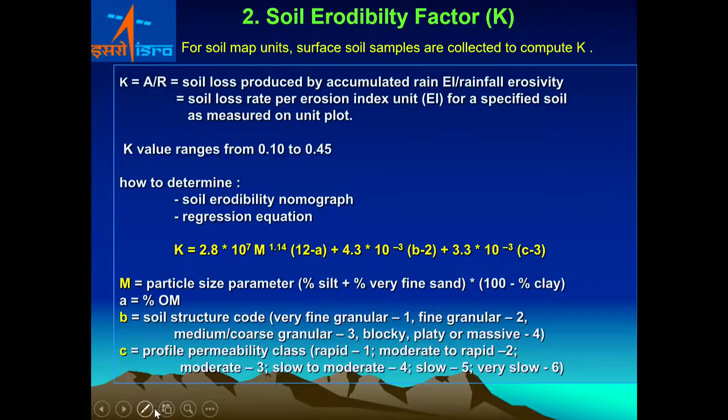Then C is the profile permeability class, meaning whether a soil is permeable enough for rainfall water to infiltrate. If its permeability is very fast, rapid, then give 1. Otherwise, if the soil is very hard and clayey, water is not able to move inside, then we give very slow permeability and define it as a 6. So if you know these very simple parameters, mainly texture and organic matter, then you can calculate this K value, soil erodibility.